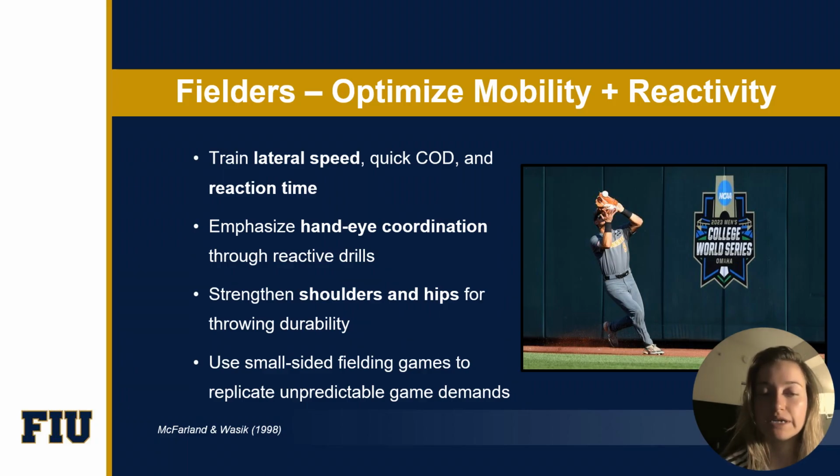Fielders don't just need speed, they need the ability to move in unpredictable directions. Lateral quickness, change of direction, and rapid acceleration all matter. We can improve this with reactive agility drills that simulate real fielding scenarios, unplanned breaks on a ball, transitions into throws, and recovery steps. Coordination and hand eye tracking should be built into the drills.